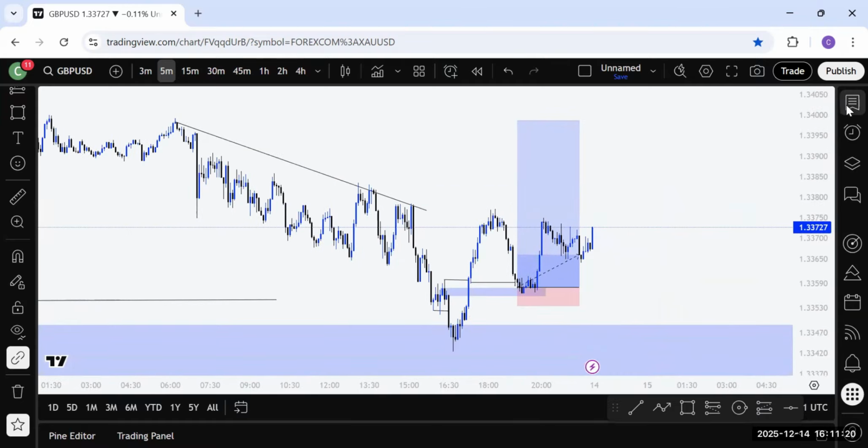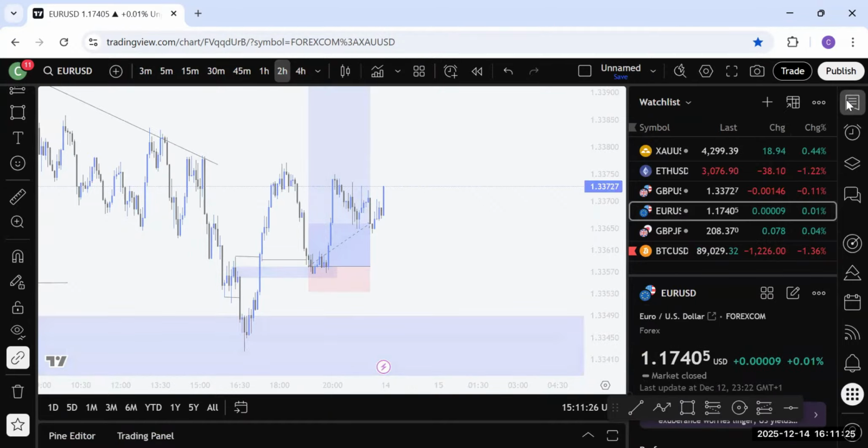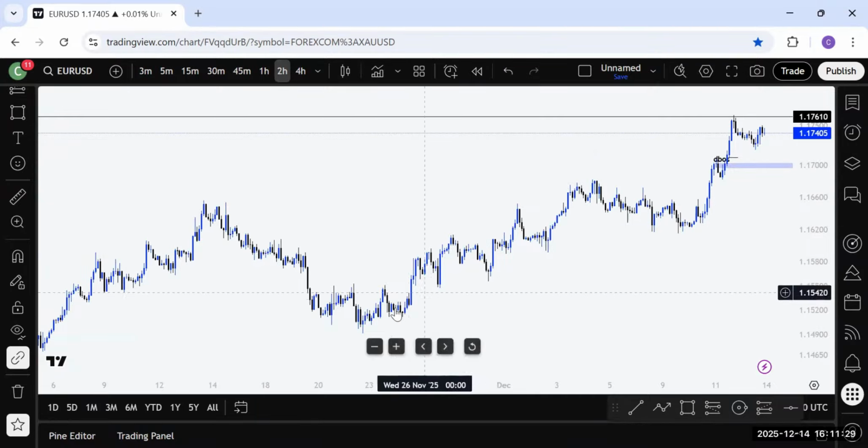Then let's go to the next pair, which is Euro USD. Now on Euro USD, I'm also bullish. I've been bullish on Euro USD starting from here, somewhere around here.